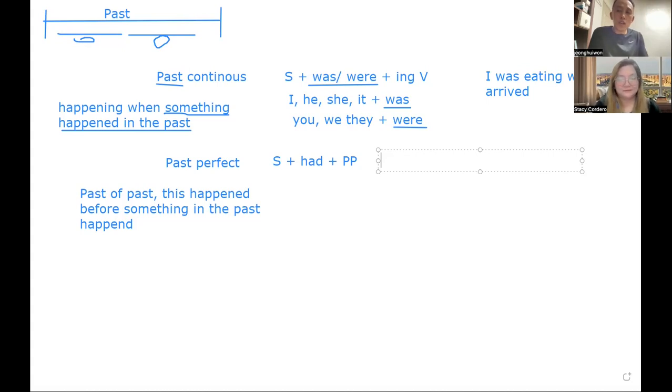I had been eating. What is the past participle of eat? Eaten. Very good. Yes. I had eaten when what? When he arrived. Very good. Okay. So I had eaten when he arrived.